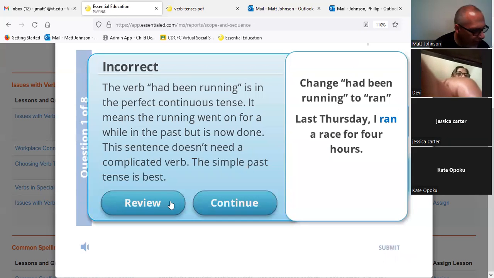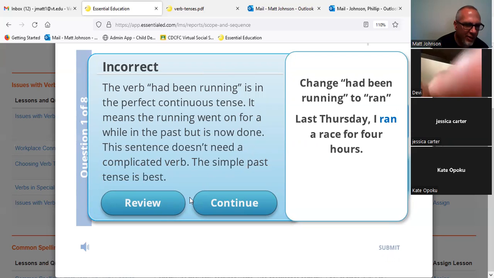Wait a minute. Whoa. I hit the wrong thing. Oh. Okay, I just hit the wrong choice. I was right though. That was my mistake. Yeah, I just hit the wrong box.